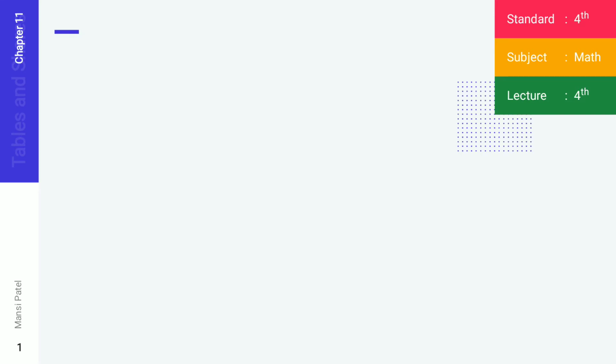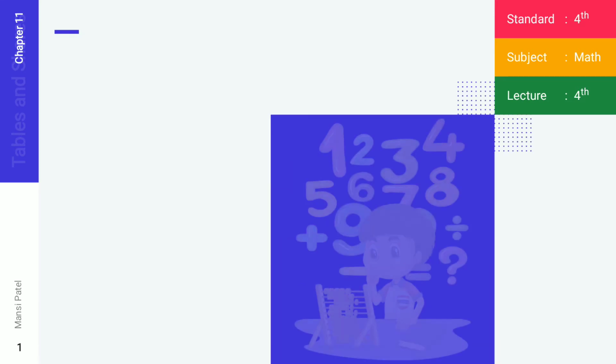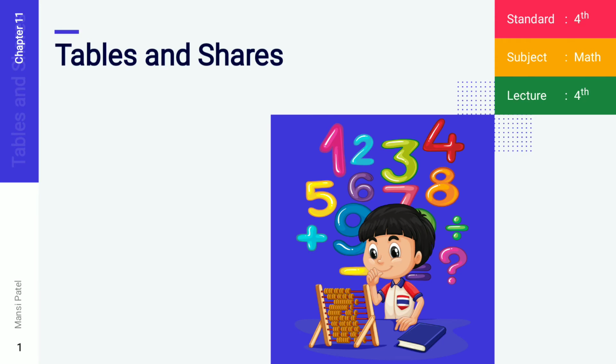Welcome to you all in today's fourth online session of chapter number 11. And as we know already, the name of our chapter number 11 is Tables and Shares. In our previous session, we saw the multiplication of 2 digits and 3 digits. Now today we are going to see some word problems regarding multiplication. So let us start our today's session.